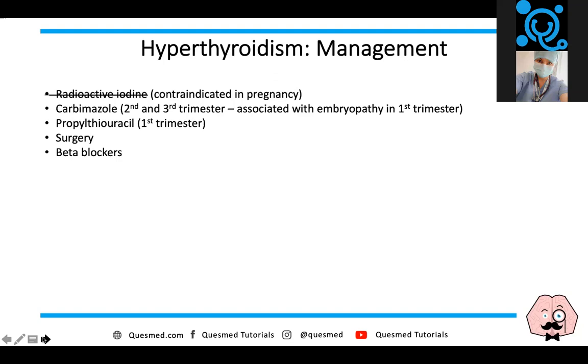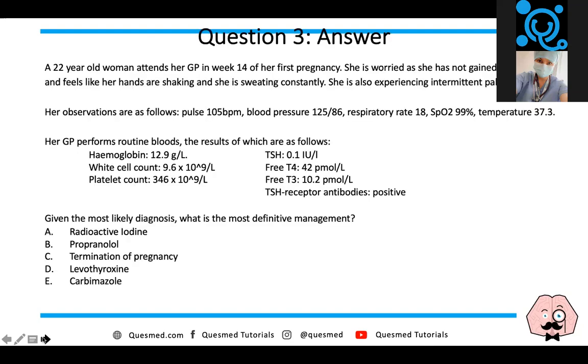Surgery is rarely carried out in pregnancy just due to all of the associated risks of anaesthesia and operative trauma. And beta blockers, well, they might be used for symptomatic management, but prolonged use in pregnancy is associated with growth retardation, and obviously that's not treating the underlying problem.